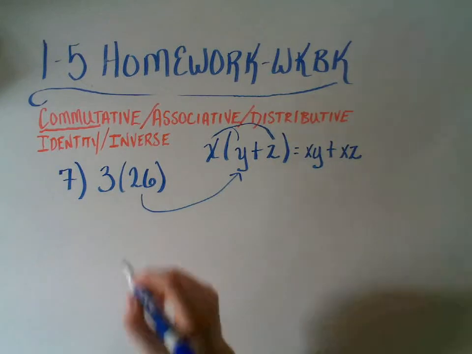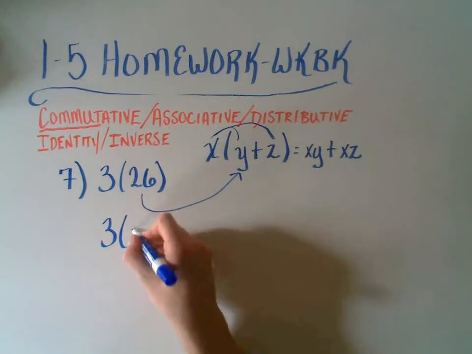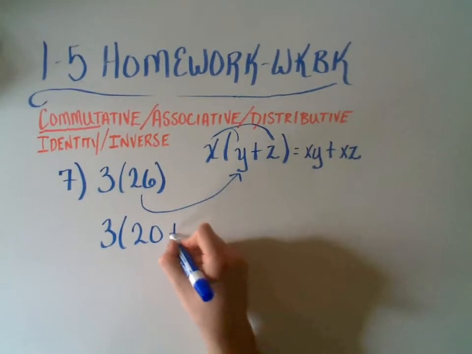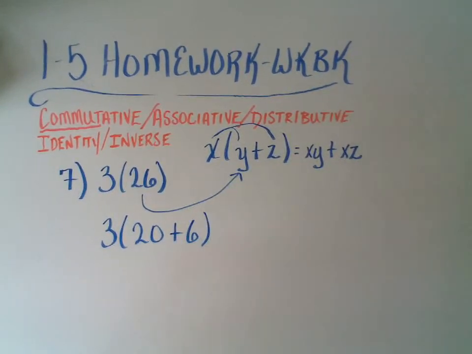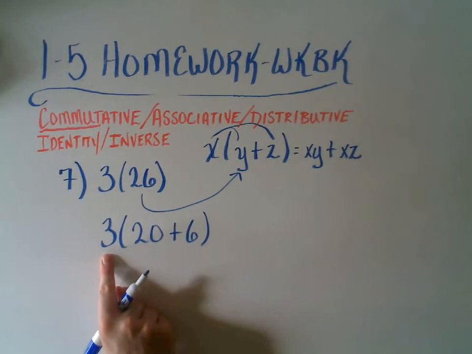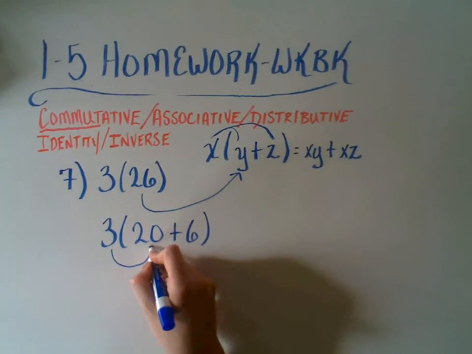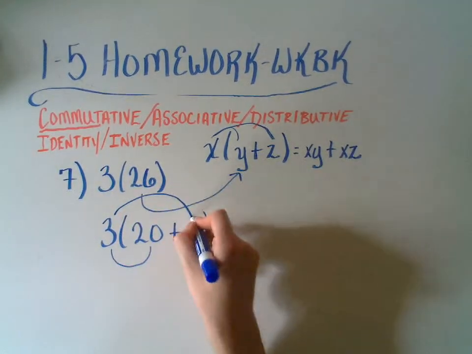But it can. Instead of writing it as 26, I'm going to write it as 20 plus 6. All right? And what I'm going to do now is I'm going to take this number that's in front, 3, and carry it through to everything inside the parentheses. So I've got to go 3 through to the 20 and 3 through to the 6.